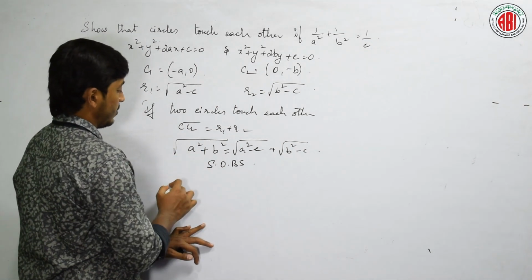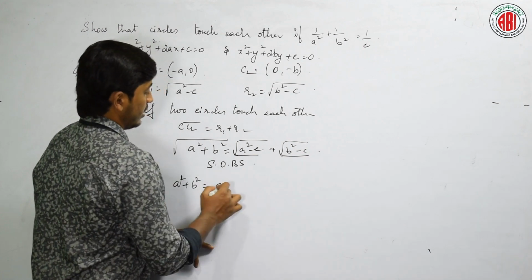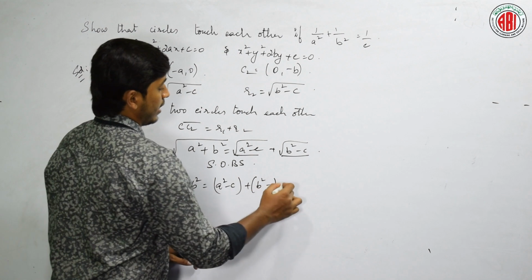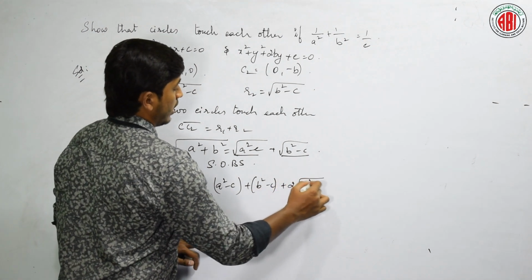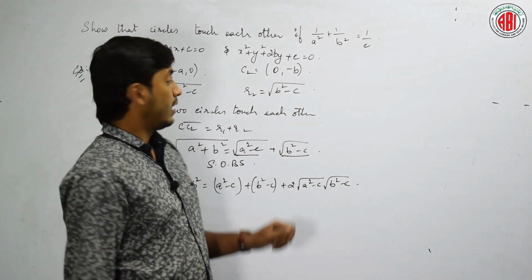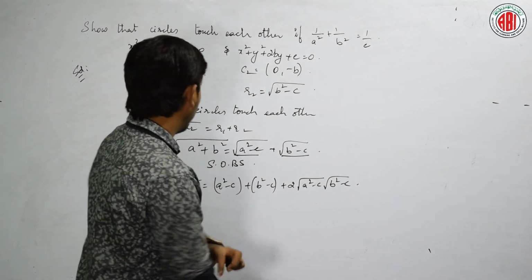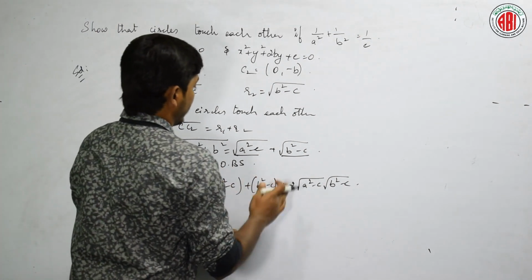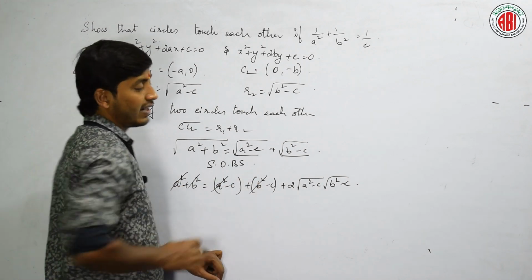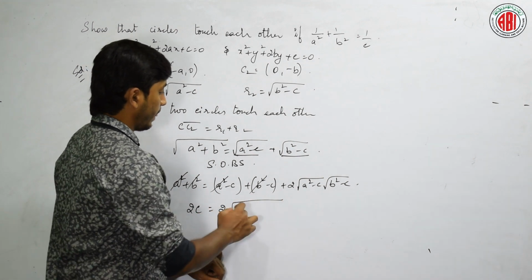Square of the left side is a square plus b square, and on the right this is a and this is b, so this will be a square plus b square plus 2ab. Clear? So, let us bring all the a square and b square terms to one side. What do we get? If you observe, a square and b square will get cancelled. I will be left with 2c. Okay?